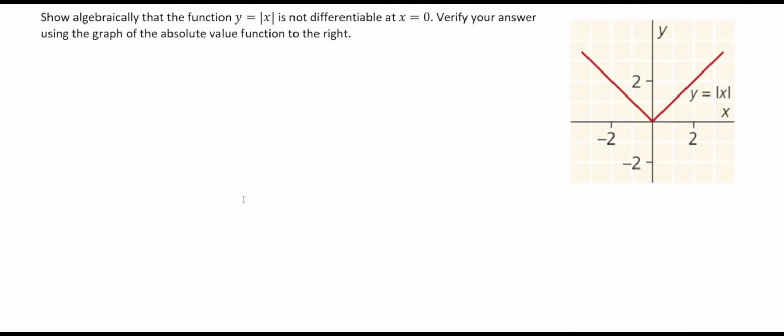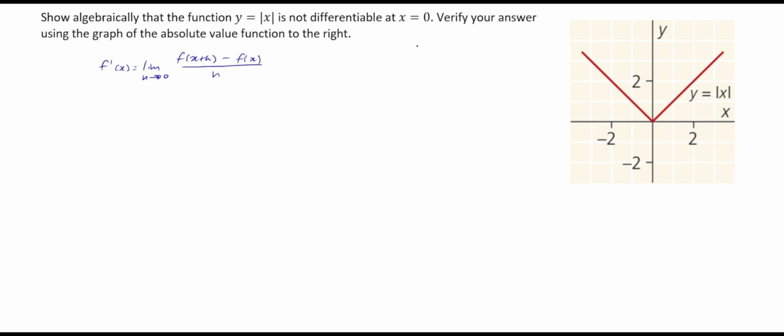Show algebraically that the function y is equal to the absolute value of x is not differentiable at x is equal to 0. So why is it that at this corner there is no derivative? All right, so I'm going to write the general definition of the derivative. Remember that f prime at x is equal to the limit as h approaches 0 of f at x plus h minus f at x, all over h.